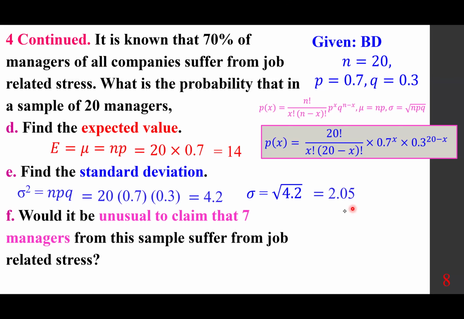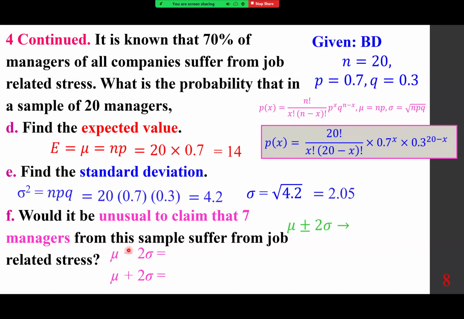All right. Would it be unusual to claim that 7 managers from this sample suffer from job-related stress? I hope you remember the mu plus minus 2 sigma, the range rule of thumb. So anywhere in this vicinity is usual. Otherwise, it's unusual if it's outside. So mu minus 2 sigma and mu plus 2 sigma has to be calculated.